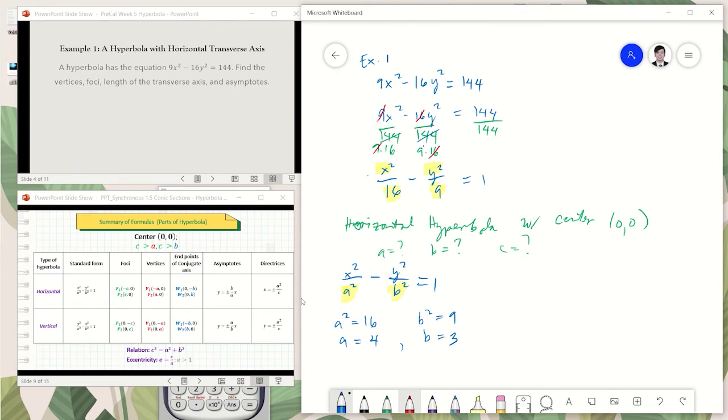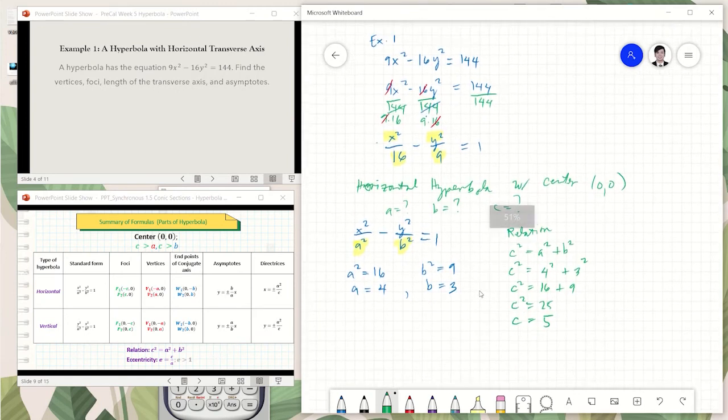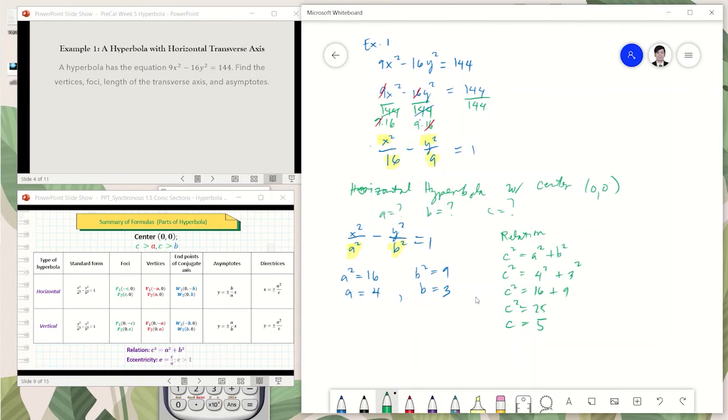So now what's missing is the c. But we know that the relationship of our a, b, and c is c squared is equal to a squared plus b squared, where the a is 4 and the b is 3. That would be 16 and 9, and 16 plus 9 is 25. So get the square root of both sides, so c is 5. So we have our a, b, and c already, and this is the best time for us to figure out what is being asked again.